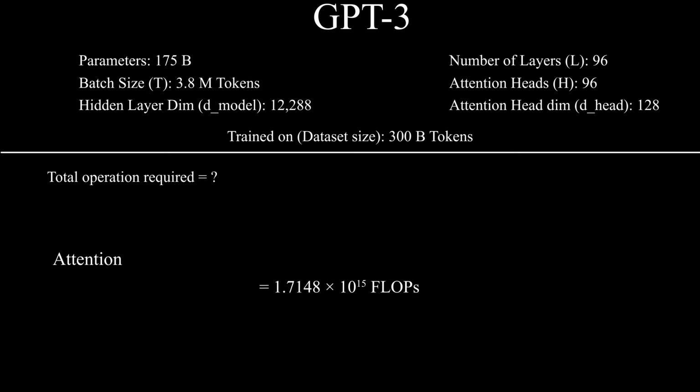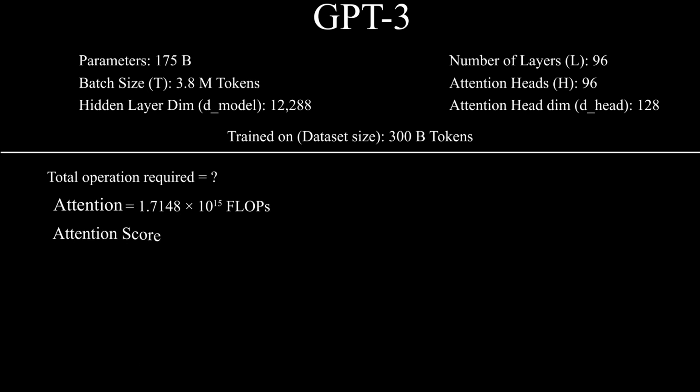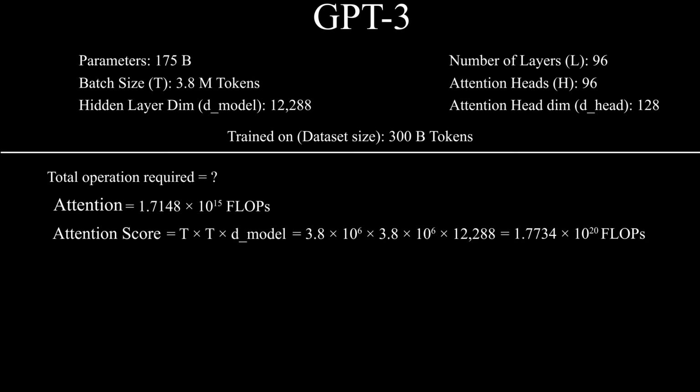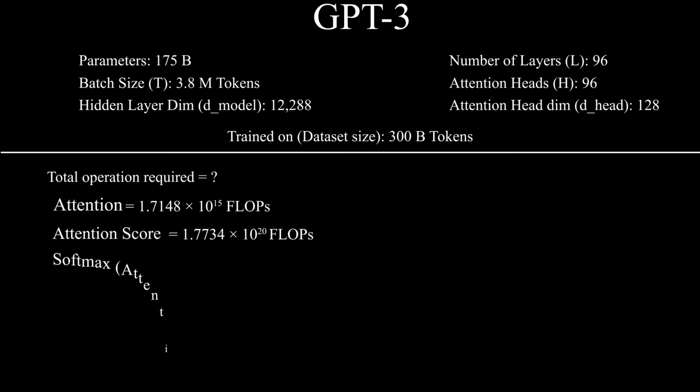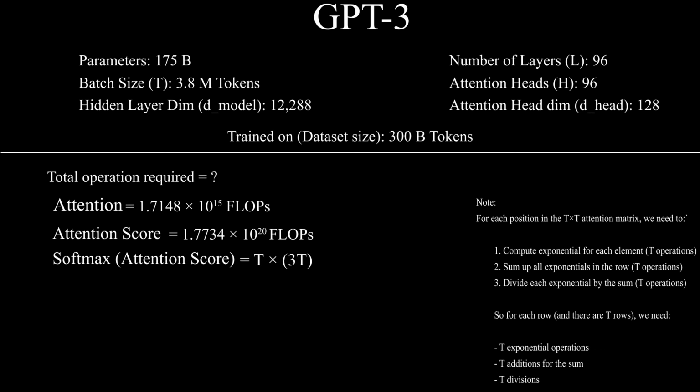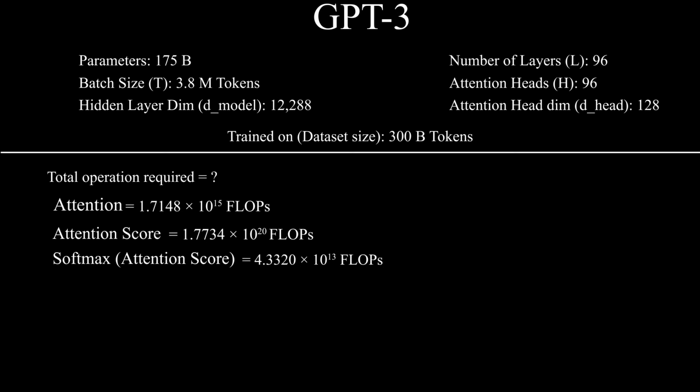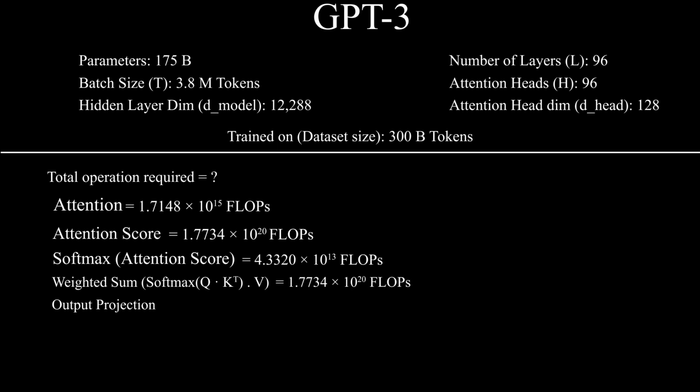The second step is to compute the attention score. The attention scores are computed by performing a dot product operation between query and key matrices. Then softmax is applied to the attention score for each token. So substituting the values in this formula, we have this value. Now the weighted sum of values, which is softmax of query key and value. The attention scores are multiplied with the value matrix to compute the weighted sum. And then the output of the weighted sum is projected back to the original token dimension.